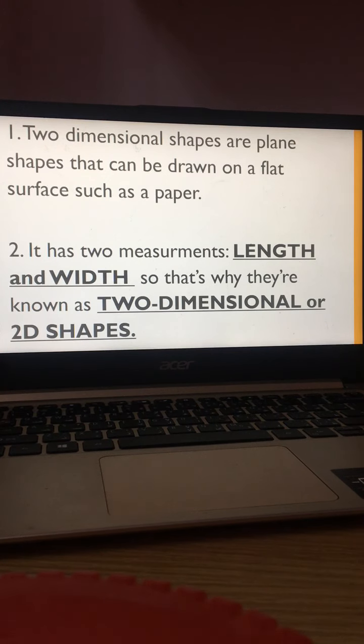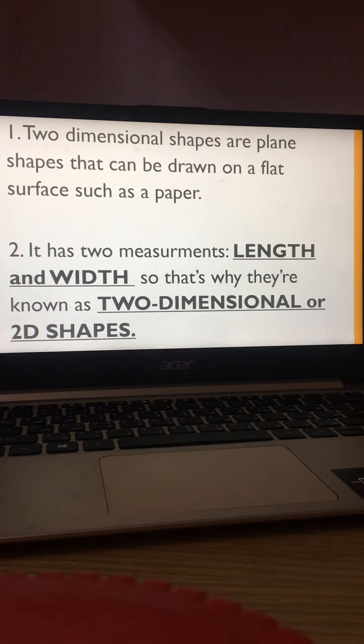We can draw the two-dimensional shapes by ourselves. We can draw them on a paper, and I'm going to show you some of these shapes that we can draw by ourselves on a flat surface of a paper. This is the first characteristic of two-dimensional shapes.